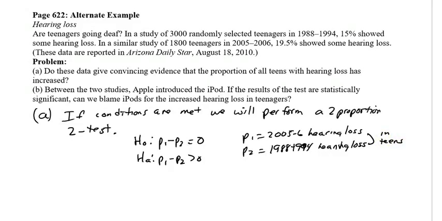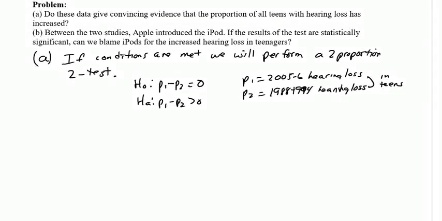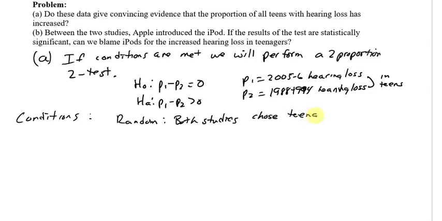Okay, so we have to do our conditions. So random. Both studies chose teenagers at random. They stated it in there that they chose them randomly, and we're just restating it. 10%.